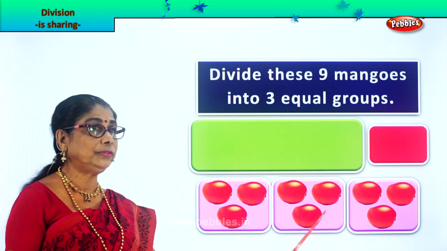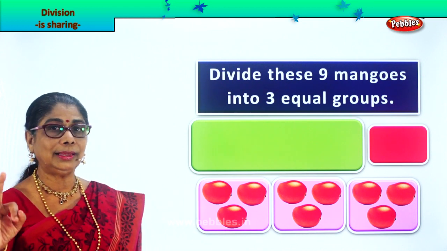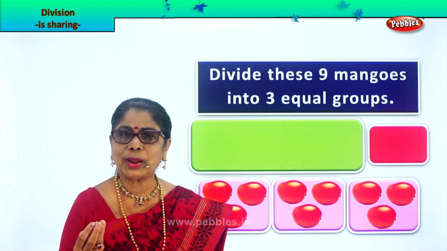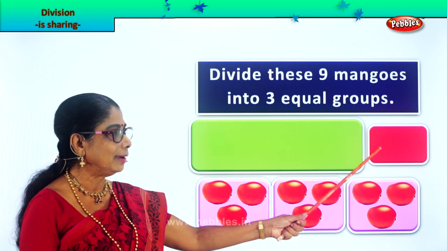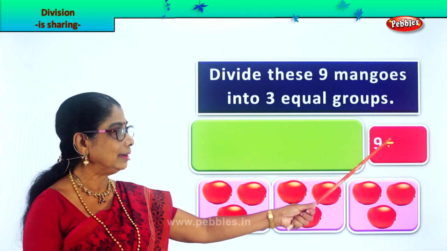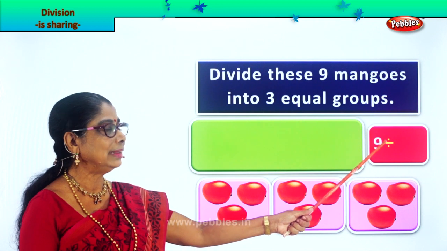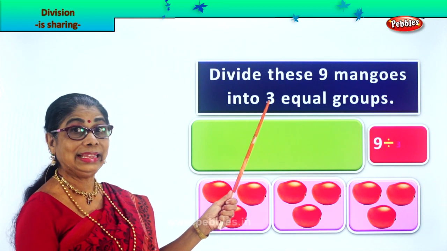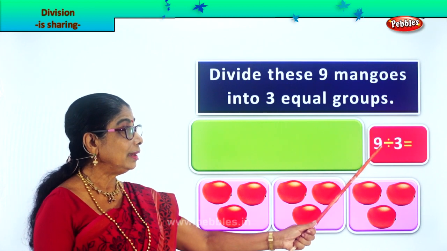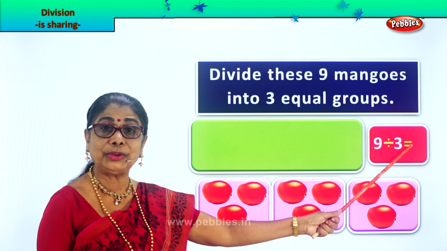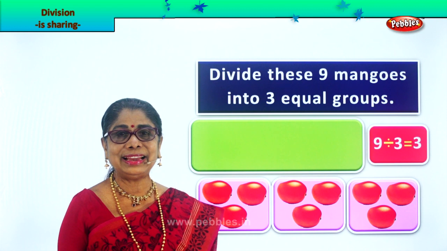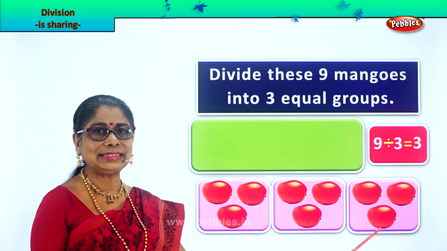So, we got 3 groups of 3, 3, 3. How many mangoes? 9. Now, when you write the sum, you write 9, then you put the division sign. Okay, 9 divided by 3. That is, we are making 3 groups. So 9 divided by 3 equals, what is your answer? 3. Yes.